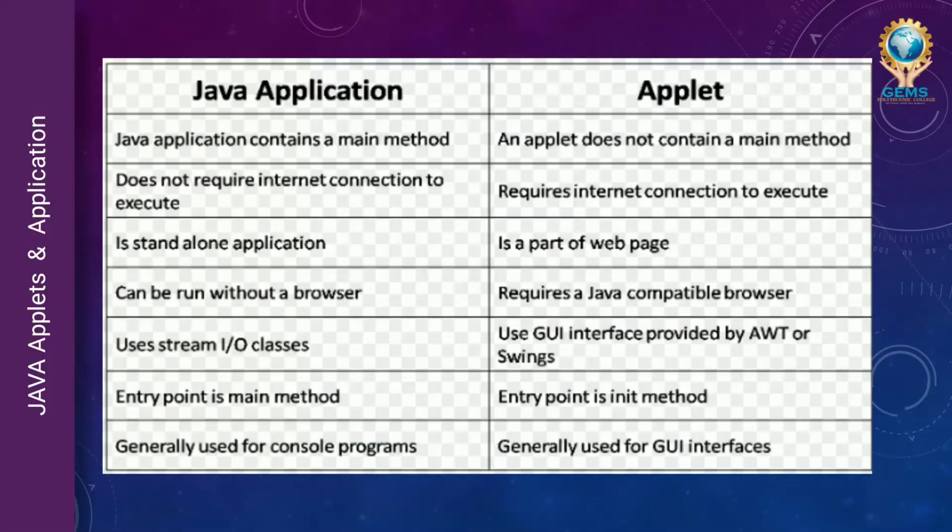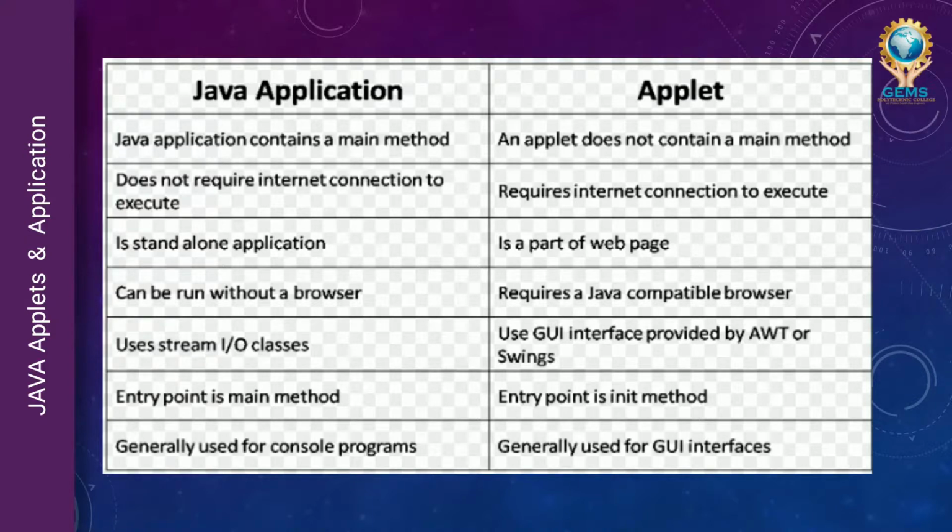So finally, I want to conclude this session with an explanation of Java application and applet. Especially this topic talks about the difference between a Java application and a Java applet. Many differences are there, but for the time being, we will discuss a few. A Java application contains a main method. An applet does not contain a main method. An applet is a scripting language. It doesn't need any main method.